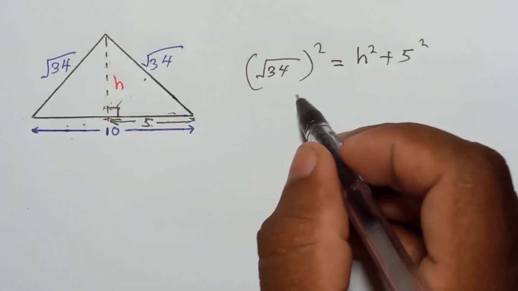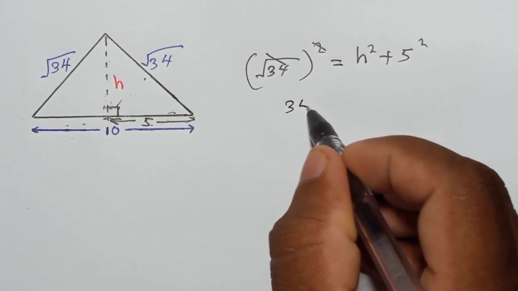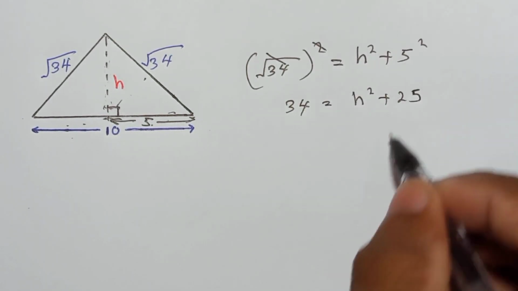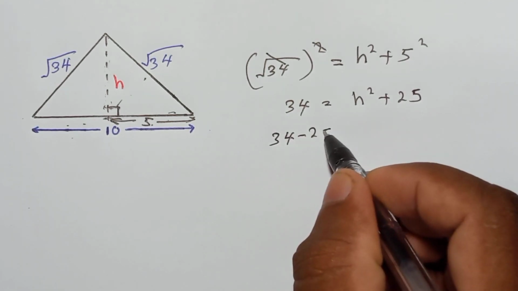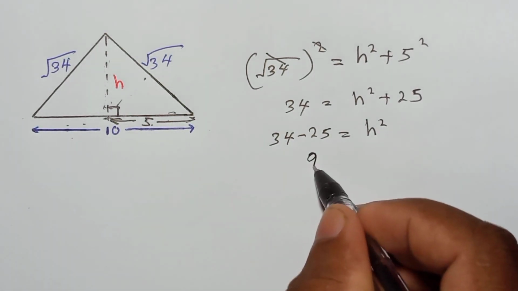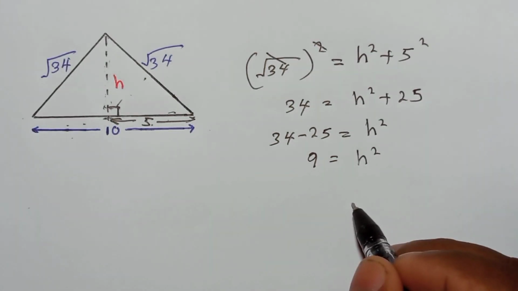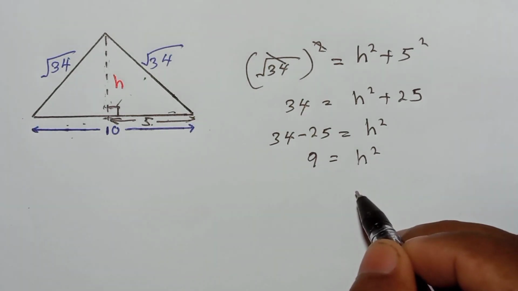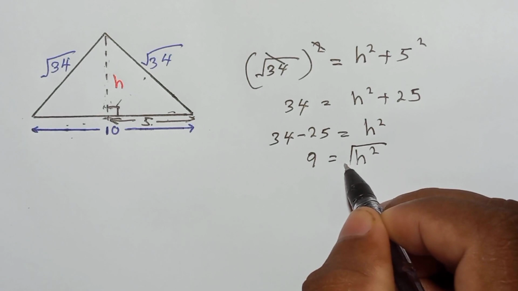Like this way. Okay, now the square root sign and square cancel, so here will be just 34, and here h squared, plus 25, since 5 squared is 25. I will bring 25 to the other side, so 34 minus 25. Here h squared equals 34 minus 25, which is 9, right? h squared equals 9, but we need h. We don't need h squared, they asked to find h, so to remove the square, I will put a square root here, right?